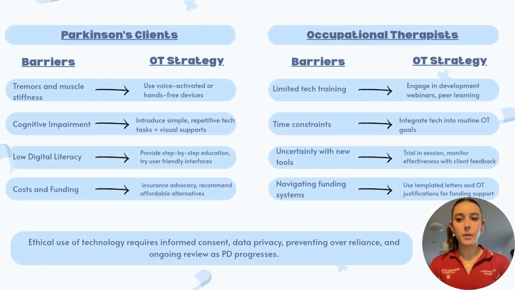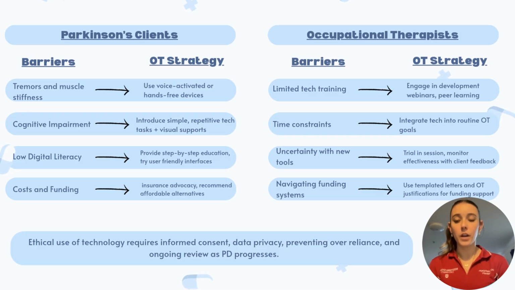As occupational therapists, it's important that we acknowledge the barriers to implementing technology with Parkinson's disease populations. These can include physical limitations like tremors, cognitive challenges like memory loss, or even financial barriers that limit access to useful devices. Therapists also face their own barriers, like limited training or uncertainty about using new tools. To address this, strategies include providing hands-on training, offering tech literacy support, and advocating for accessible funding. It is also essential that interventions are tailored to the individual's goals, routines, and environment.